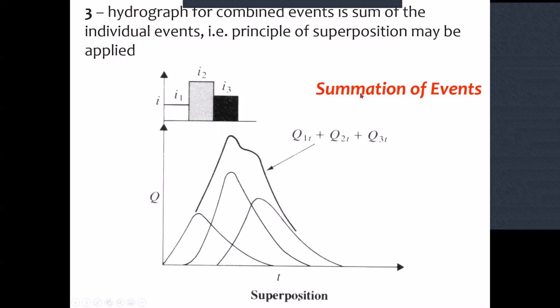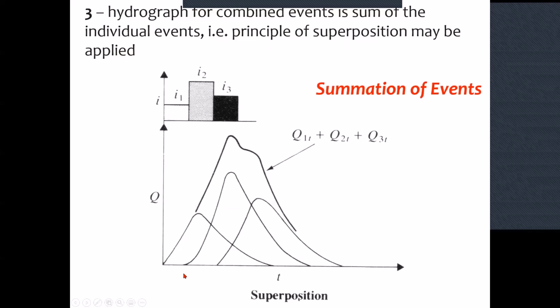And then finally, we have the superposition or the summation of events. The hydrograph for combined events is the sum of the individual events. So i.e. the principle of superposition may be applied. So here we have 3 individual rainfall components, each of different amplitudes. So for each one of those rainfall elements on the hydrograph, we can construct an individual unit hydrograph, and then we can just add them together. And so we can recreate the overall hydrograph. So, okay, so that's unit hydrograph analysis in a nutshell.